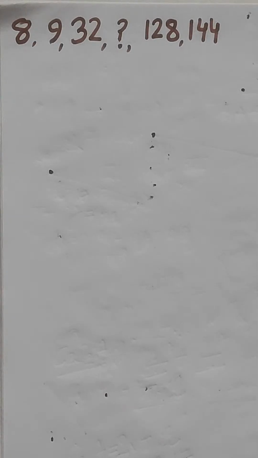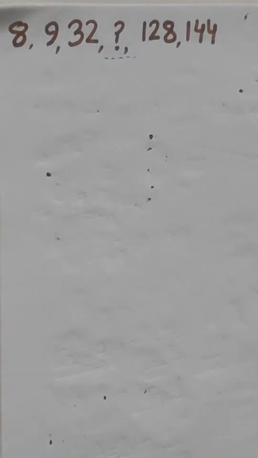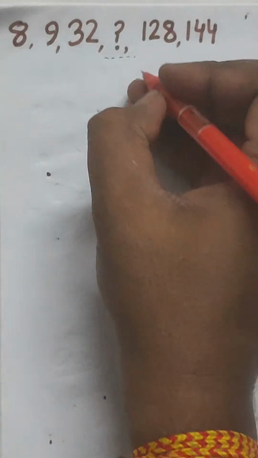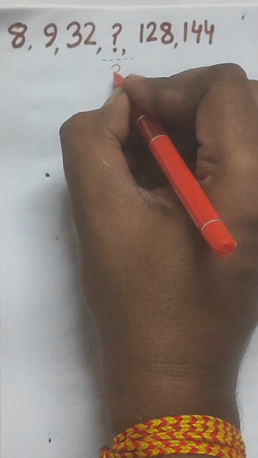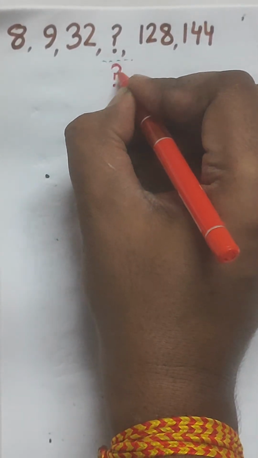So today we'll be taking a question from the series. These questions can come in any competition, so just try to understand the series. What number is to be filled in the missing spot? This is the missing spot where the question mark is marked. We need to find what needs to be filled in this missing spot.